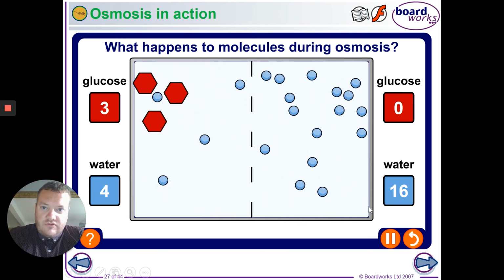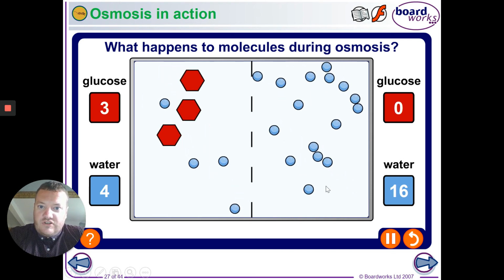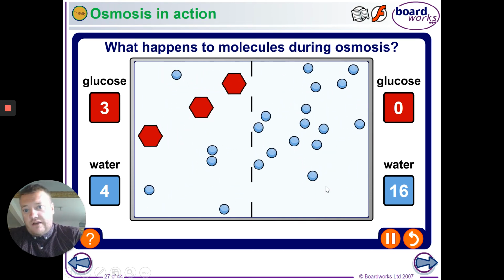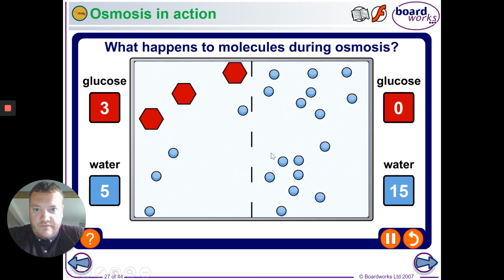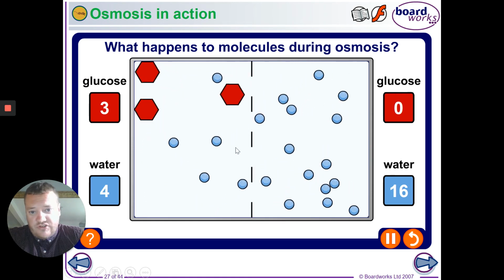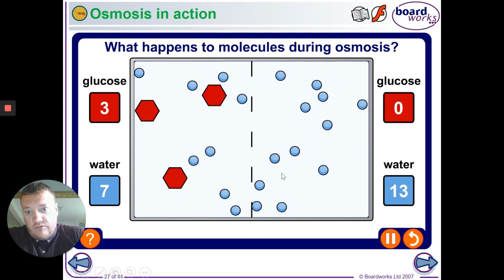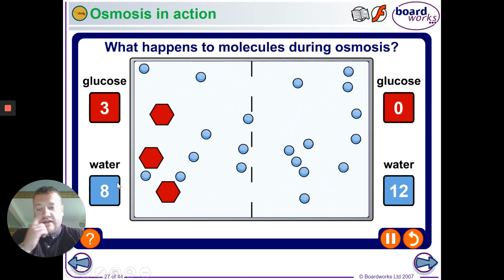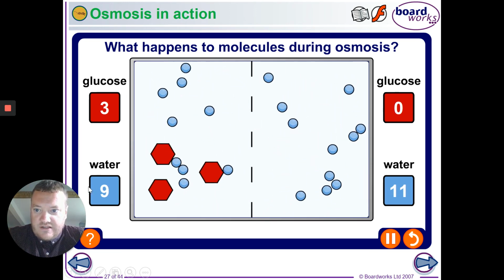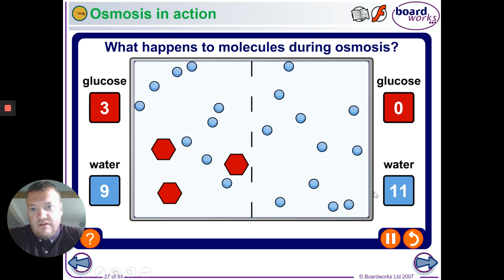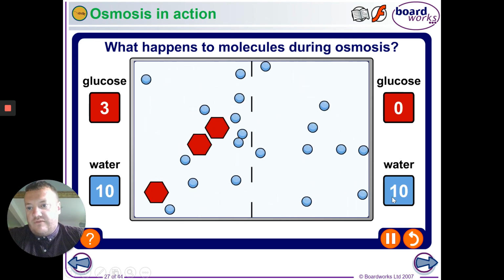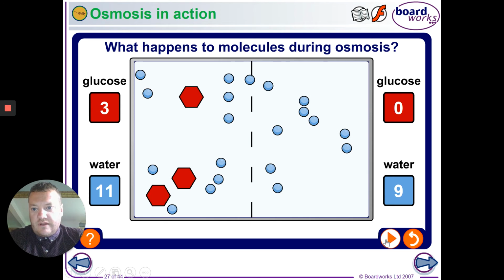But the water molecules, okay, what we should see over time is that every once in a while a couple go through, like that one just snuck through. And sometimes they sneak back, so one just snuck back there. But more often than not, because there's more water this side, you'll see more sneaking through that side. So you can see they're starting to even out. Now it's 9 and 11. It's not a million miles away from being equal. And if we left it, it's 10. Okay, it's actually gone over to 11 and 9 here.